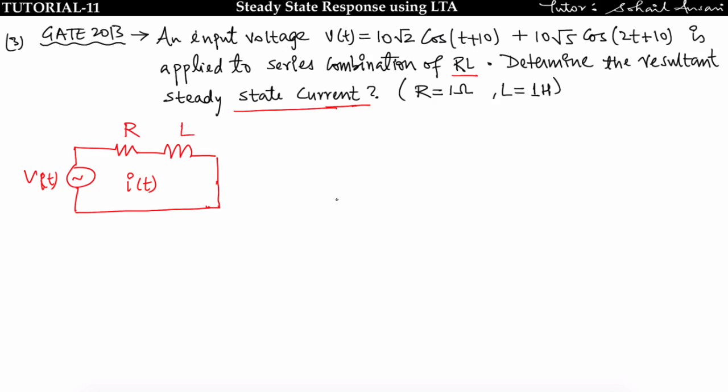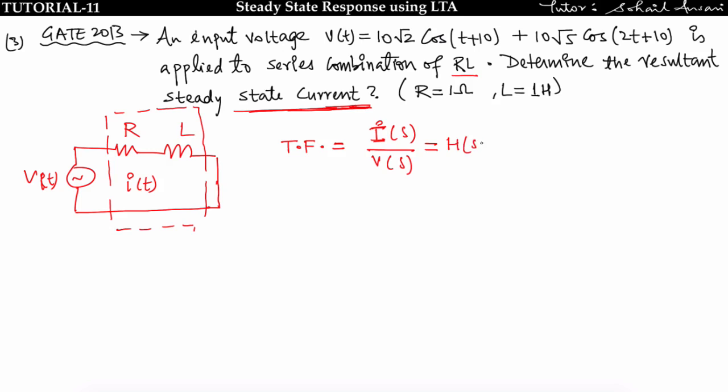This is R, this is L. So what I told you: first convert this circuit into the transfer function of the system. Now see, the transfer function is given by the Laplace transform of output upon input. What is the output we have to find? We have to find the steady state current, meaning output is I(s) and input is V(s). This is my transfer function, that is H(s), and this can also be represented by 1 upon Z(s). I(s) upon V(s) is equal to 1 upon Z(s), that is equal to the admittance Y(s).